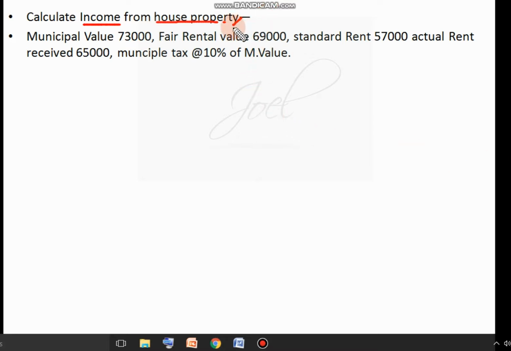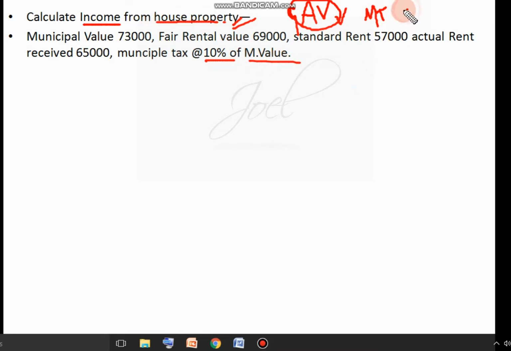So to calculate income from house property in the format, many items were there. These are the three main things which should be there. One is gross annual value. Gross annual value is not given in the problem, but we can calculate that. Then next one is municipal tax we need. Municipal tax is given in the problem. Municipal tax is at 10% of the municipal value. So, we can multiply and we can calculate.